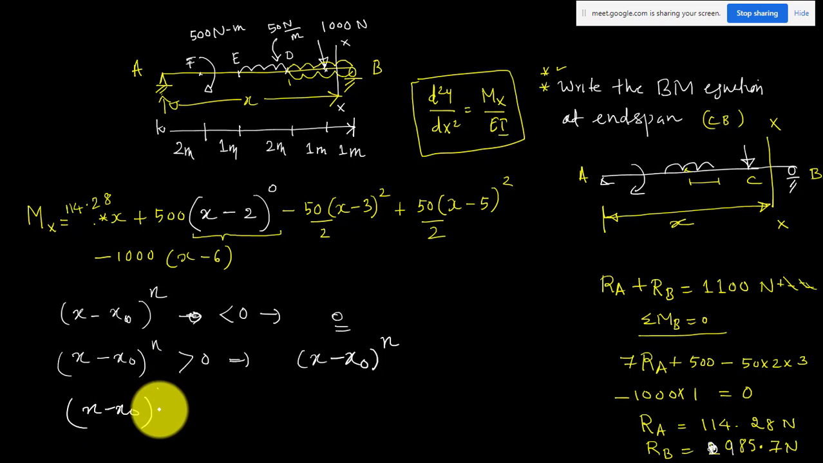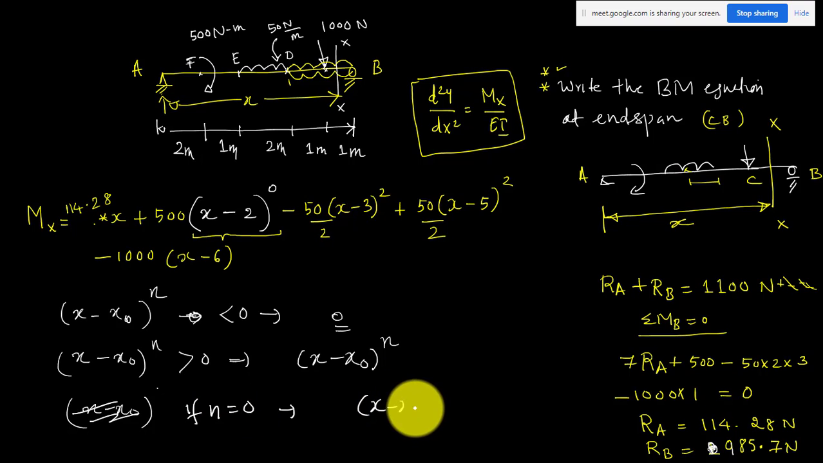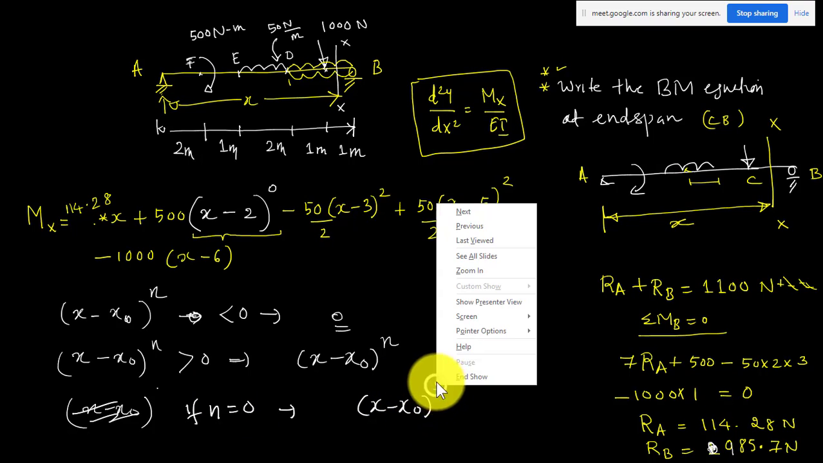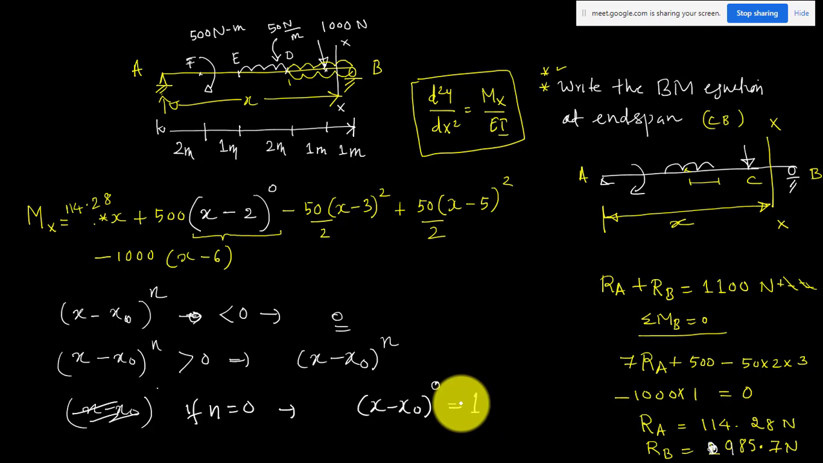Another case is if n is 0, in that case this term will become 1. Okay, this is the only thing you have to remember. This is how you have to deal with this bracket term. All these bracket terms, not only this one, we have to take like this.